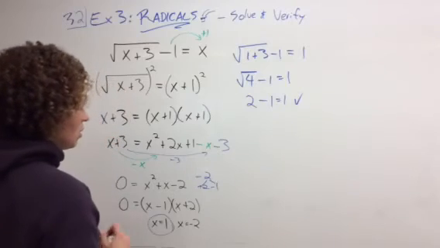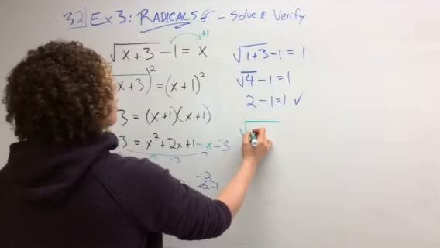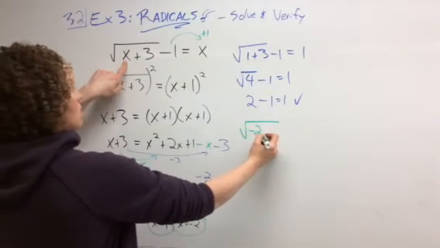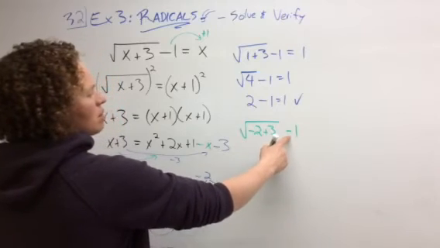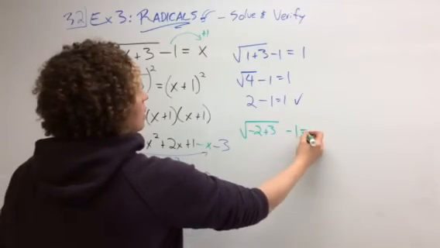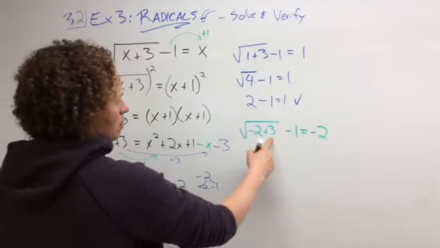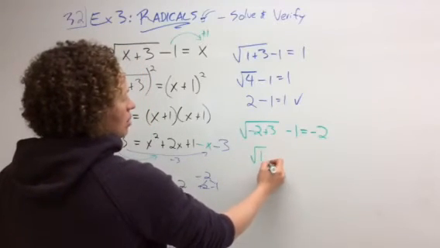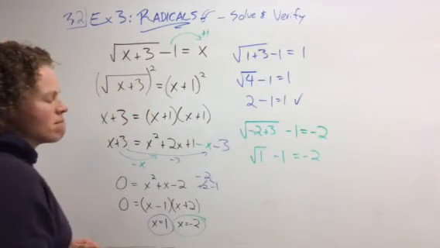I'm going to do the next one in green. x equals negative 2. So I write the square root of negative 2 plus 3, minus 1, equals negative 2. Notice that the minus 1 is outside the root sign. Don't make that mistake. Well, negative 2 plus 3 is root 1, minus 1 equals negative 2.